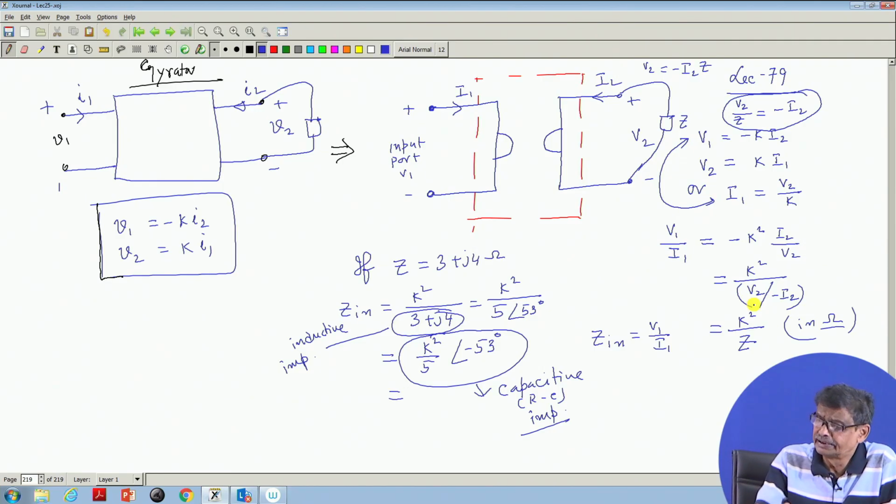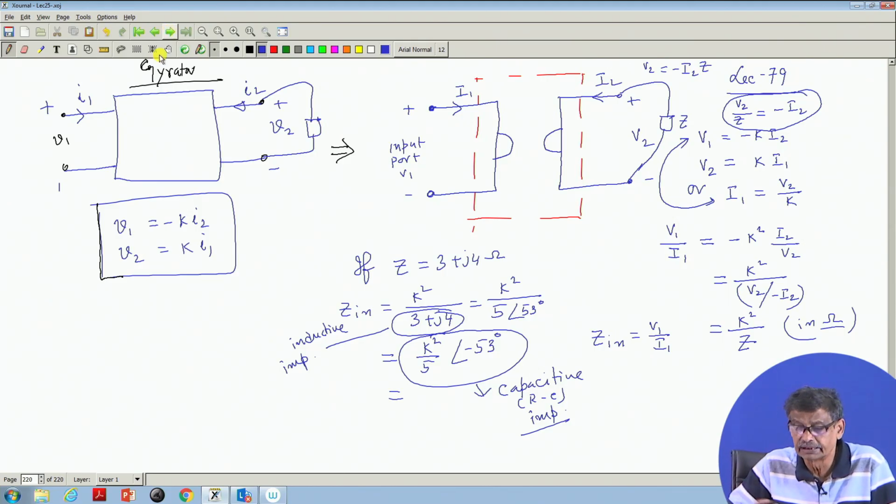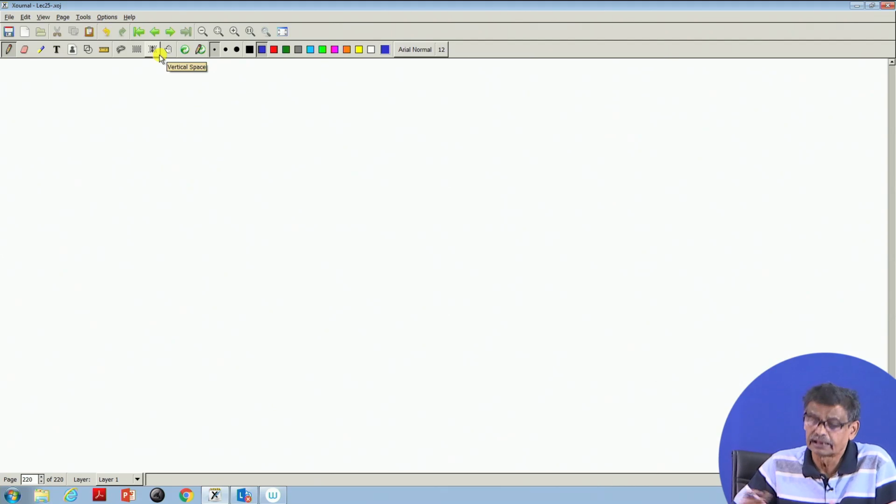Therefore, this gyrator representation is like this, and you can write down the basic equations, and if some impedance is connected, the impedance seen by the input port can be easily calculated. Also remember that a gyrator is not symmetric, whereas a transformer is symmetric. Last time we discussed that if two gyrators are connected in cascade, it becomes equivalent to a transformer.